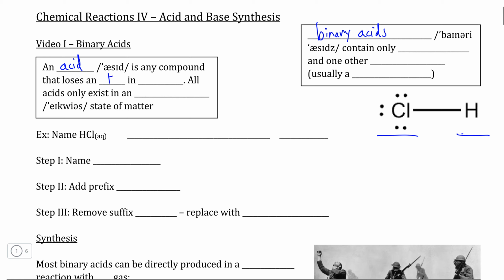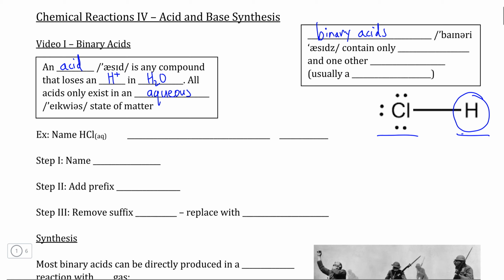Before we actually get to reviewing the naming system, though, we should probably remember what an acid actually is, that being any compound that loses a positively charged hydrogen ion whenever that compound is added into water. So for example, HCl, probably the most well-known binary acid, loses this hydrogen, which becomes a positively charged hydrogen ion when it is added to water. By definition, this means that acids exclusively exist within the aqueous state of matter.